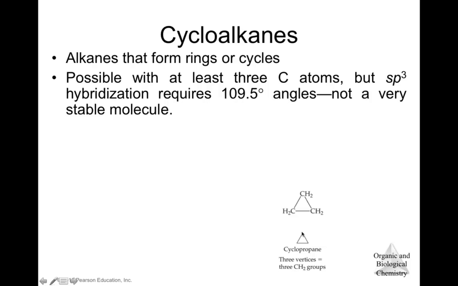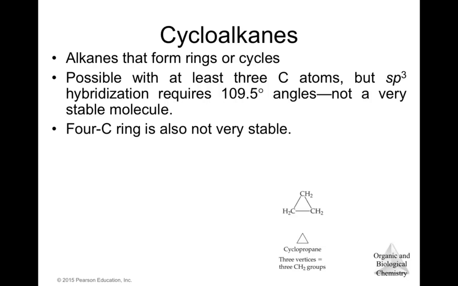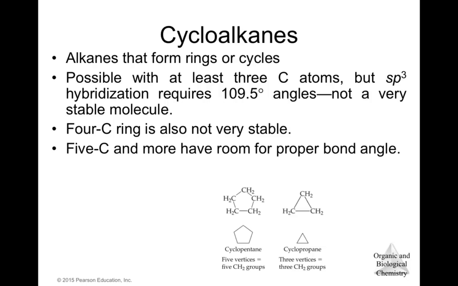group. So each vertex here is a CH2 group, so we have 3 CH2 groups here. That's why this one is cyclopropane. The 4 carbon ring is also not very stable. 5 carbons and more have room for proper bond angles. So here we have cyclopentane because we have 1, 2, 3, 4, 5 carbons. This is known as cyclopentane. Remember that each of these vertices is a CH2.